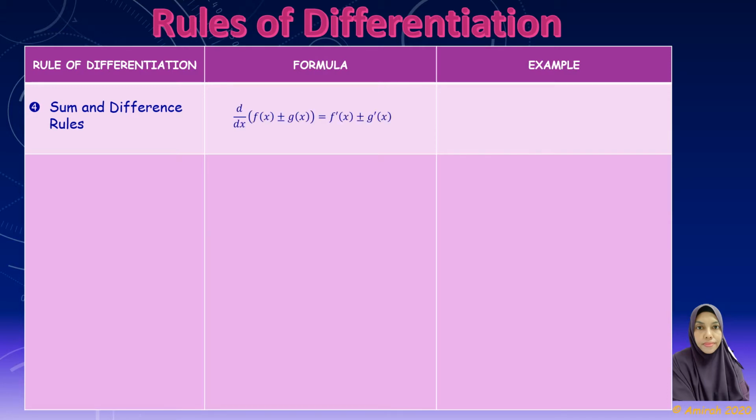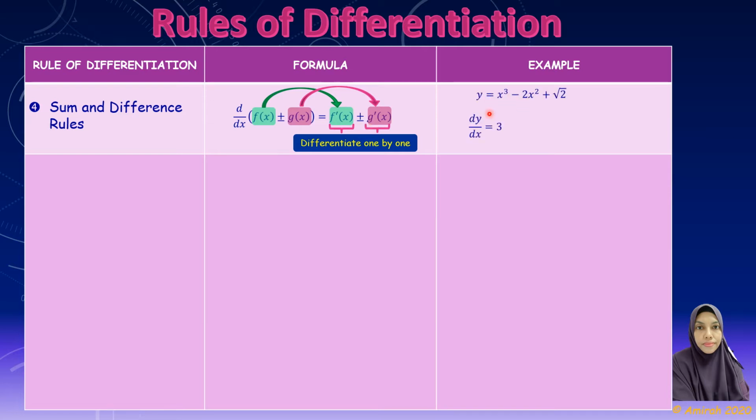If we need to differentiate f(x) plus or minus g(x), the answer should be f prime x plus or minus g prime x. What we do is we just differentiate f(x), then we have f prime x. After that, we differentiate g(x), then we have g prime x. We just differentiate one by one if the symbol between the two functions is a plus or minus sign. It's so simple.